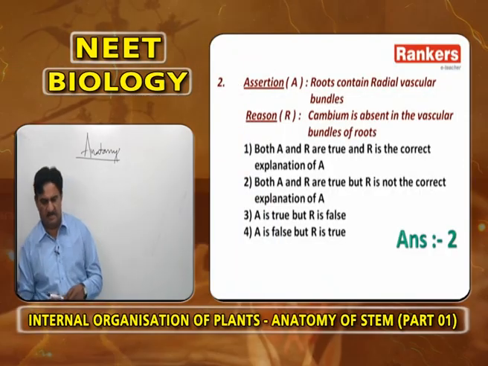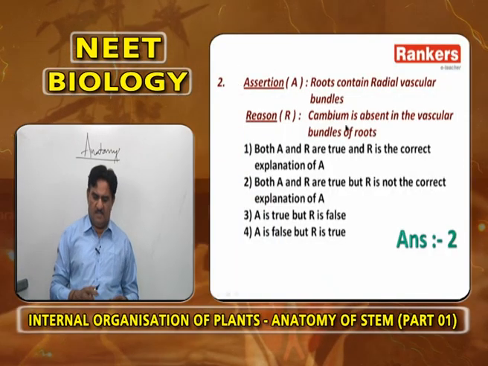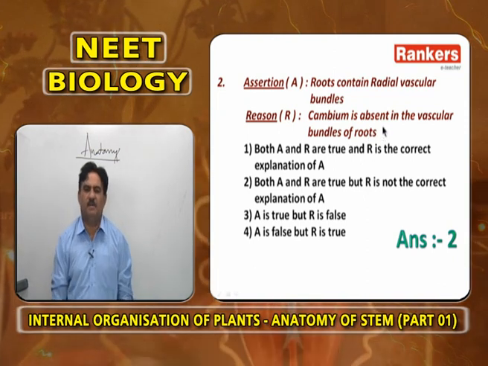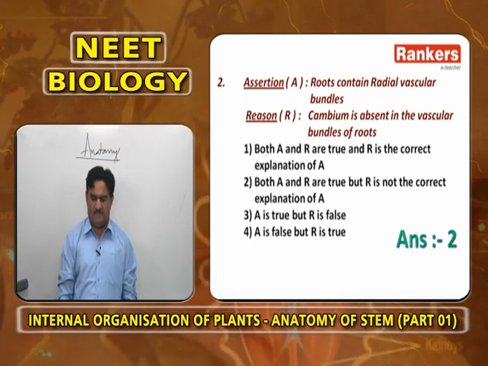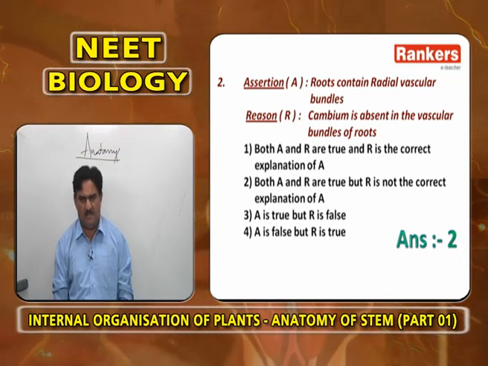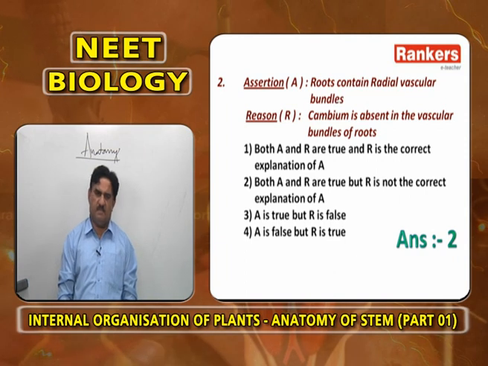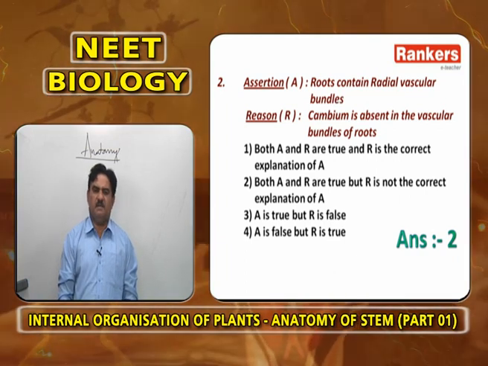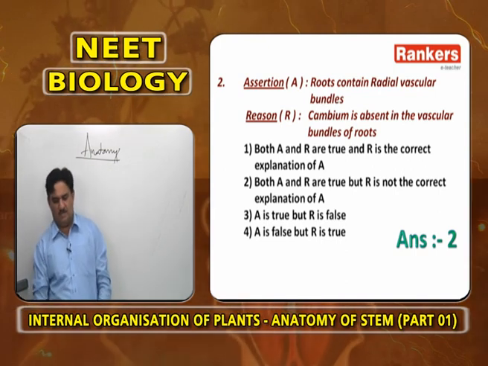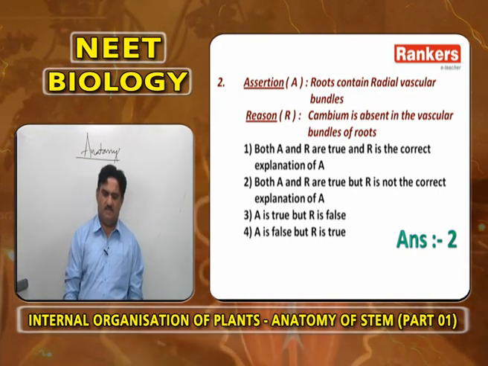The assertion is correct. Cambium is absent in the vascular bundles of roots. Always in the roots, vascular bundles are closed, that means cambium is absent. But roots are not radial vascular bundles because of the absence of cambium. So, the assertion is correct, the reason is correct, but the reason is not the correct explanation of the assertion. So, the answer: both A and R are true, and R is not the correct explanation of A.